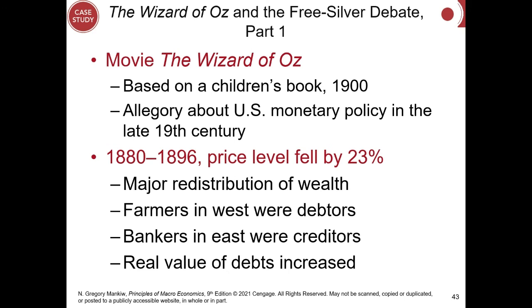So, in conclusion, we could talk a little bit about the Wizard of Oz. This kind of has to do with the 1880s and the farmers I was discussing. There's a Western journalist who wrote The Wizard of Oz. He wrote it in 1900, and some people have said that this might be an allegory about U.S. monetary policy in the late 19th century. In the 1880s, the farmers were debtors, and bankers in the East were creditors. The farmers wanted to increase the money supply, basically causing inflation, so that they would have an easier time paying back these loans.